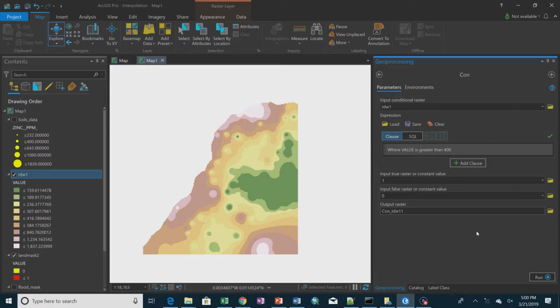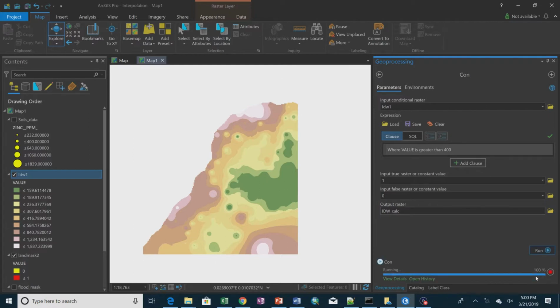It's greater than 400. Yep, I think you were on the right track there. Okay, it's going to equal 0 where it's 400 or less. And I'm just going to call this IDW calc. It doesn't really matter what you call it, and run it.